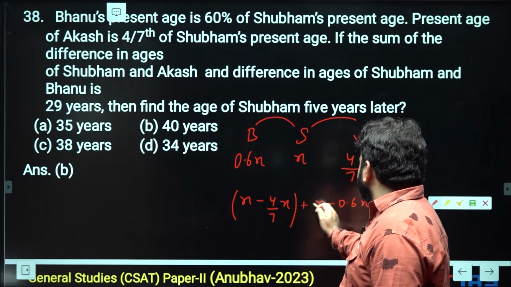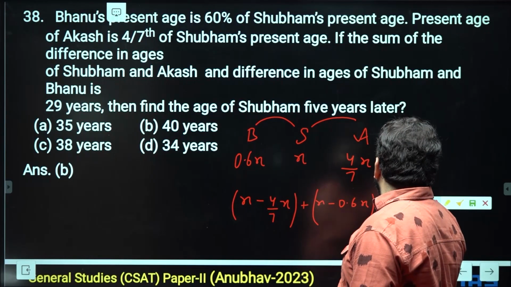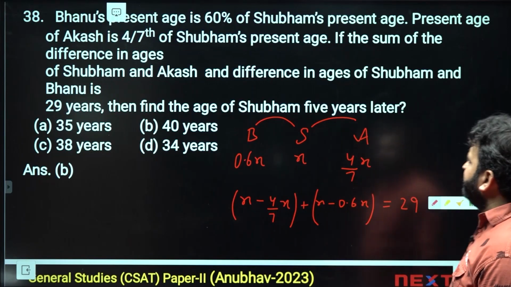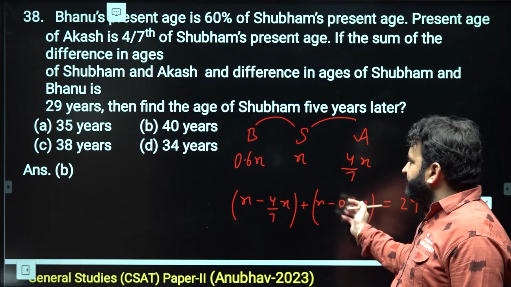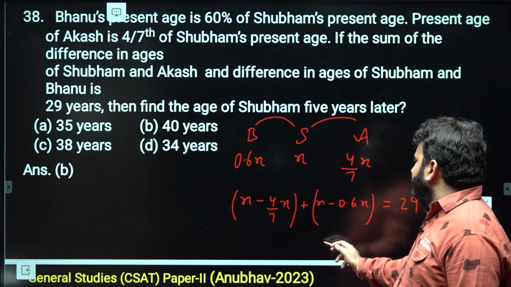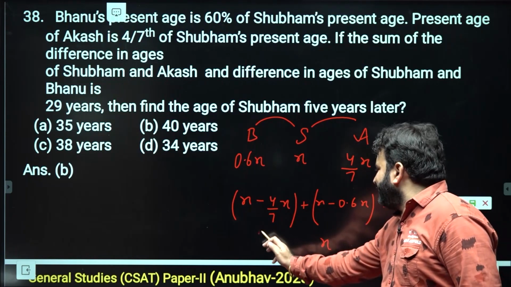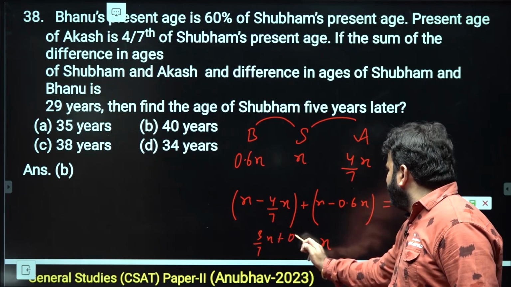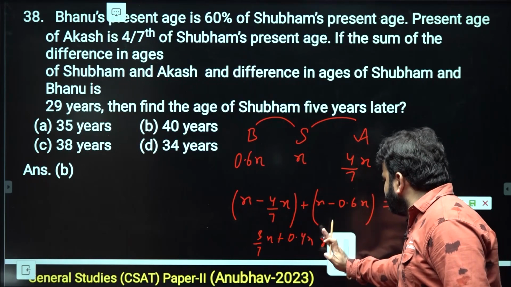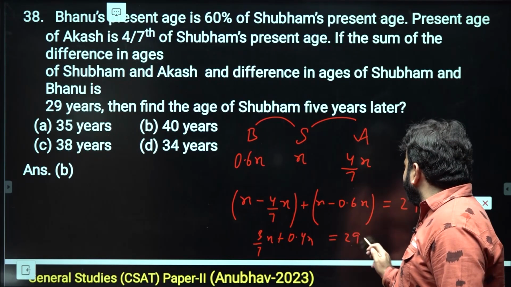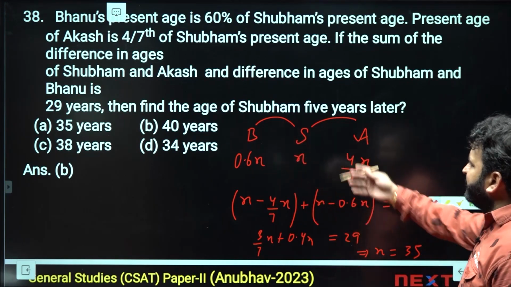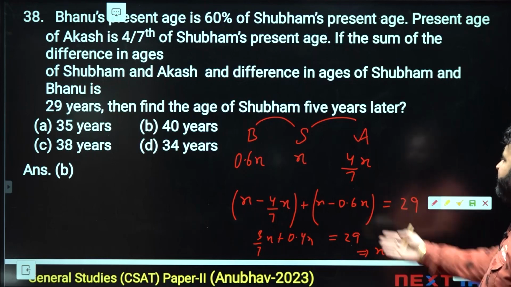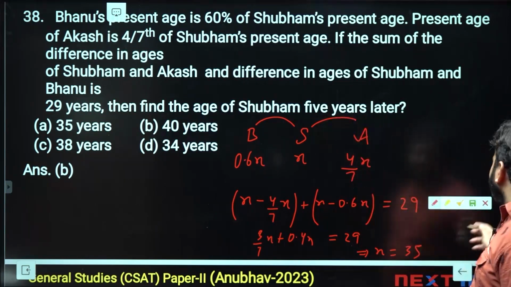This sum is given equal to 29. Now after solving it you will get 3/7x plus 0.4x equals 29. Solve it, x equals 35. So x is 35. 5 years later, what will the age be? 35 plus 5, Subham's age, as it is asking, is 40.